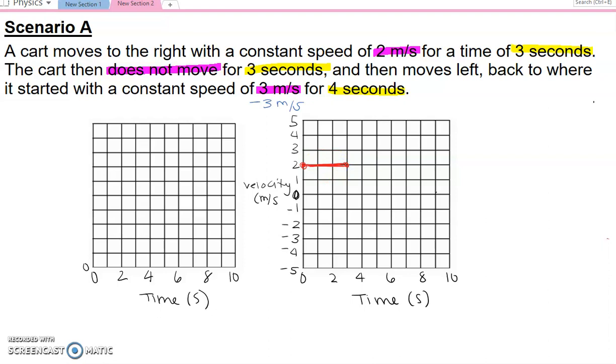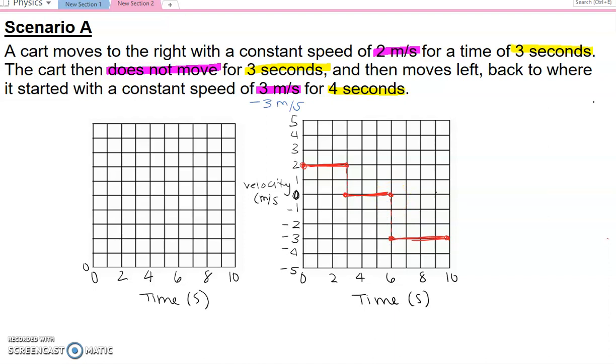For the next 3 seconds, I do not move, meaning my speed is 0. So at the 0 line for speed, from 3 until 6, I have a flat line showing no speed. Connect those with the dotted line. Okay, now for the last segment, I have 3 meters a second for 4 seconds towards the original position, meaning I'm at a negative velocity. So negative 3 for the last 4 seconds. And I will connect those.